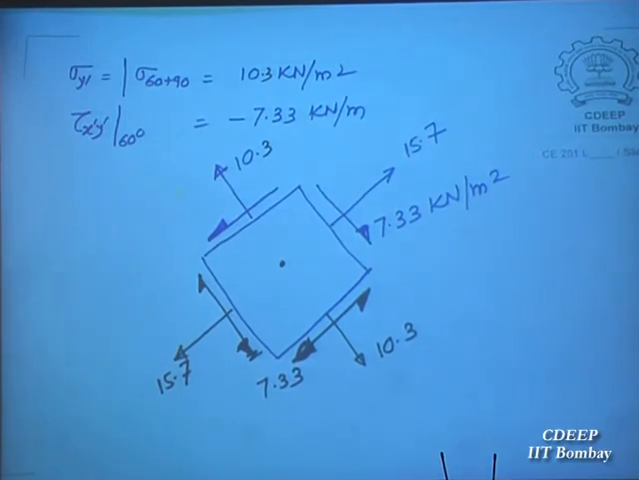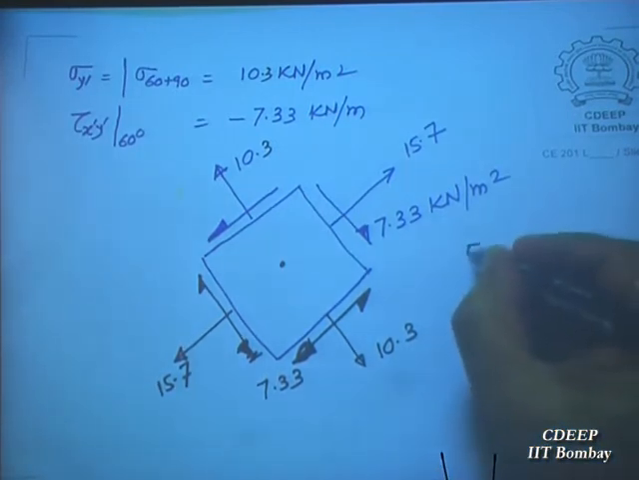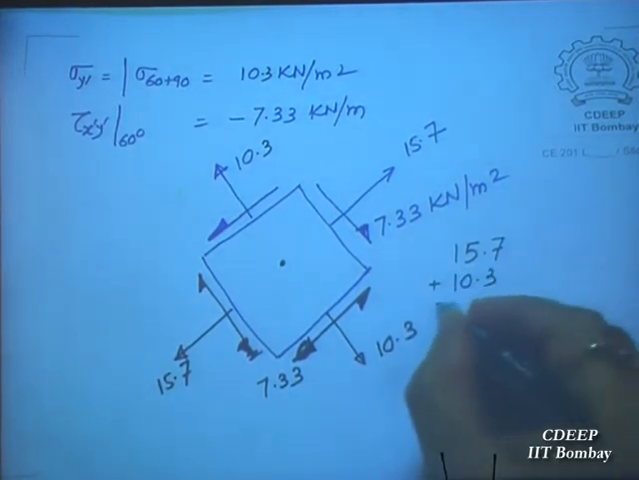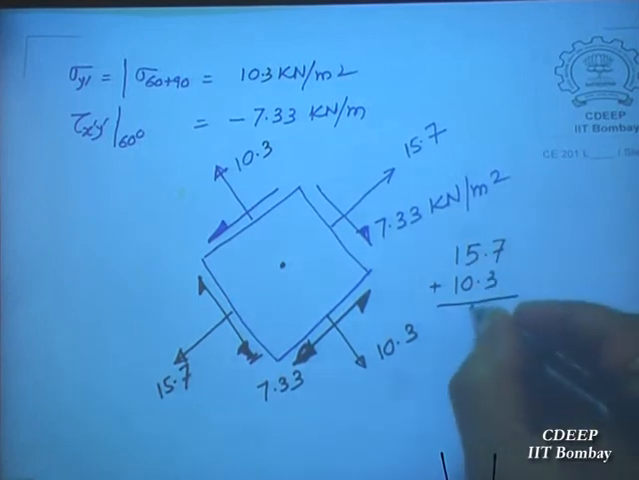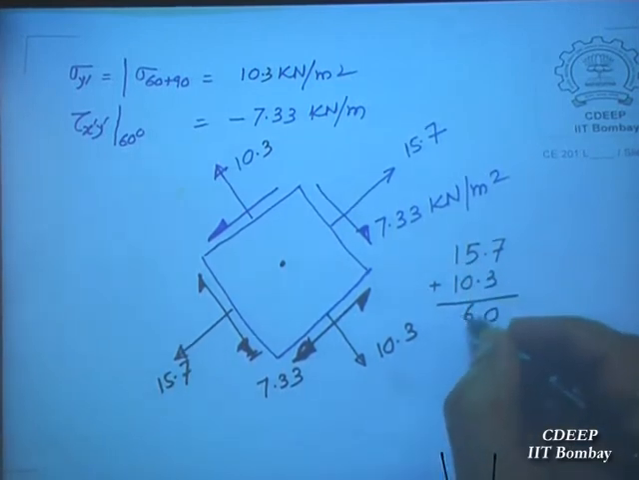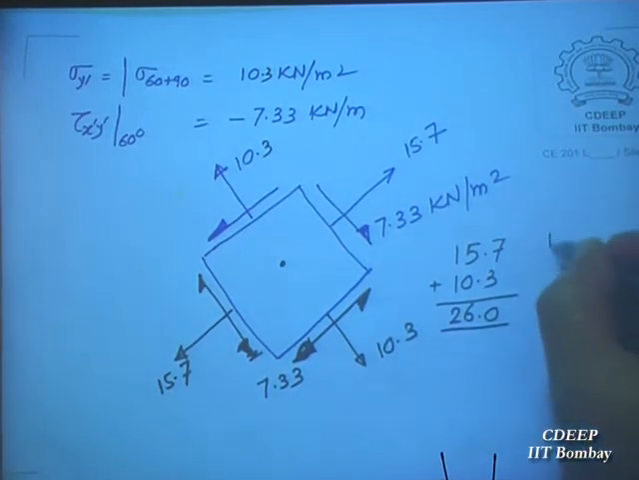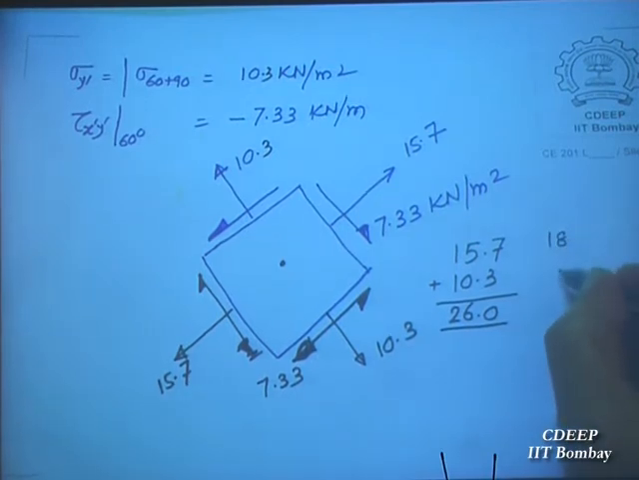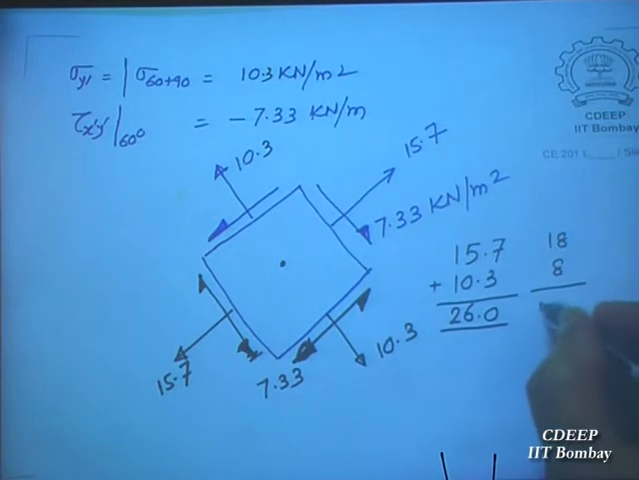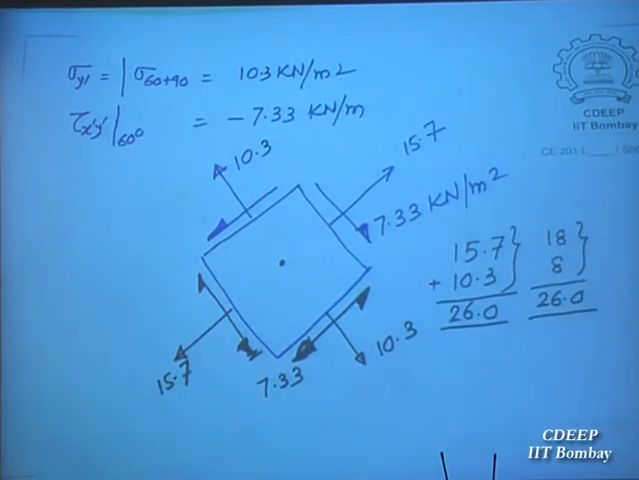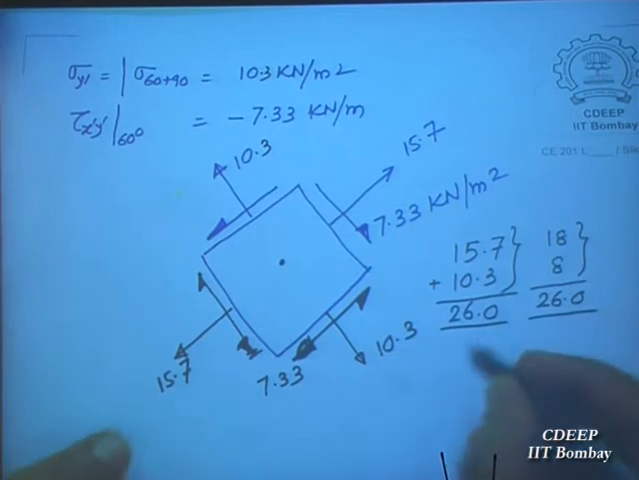So this is the final answer. And now you can see that 15.7 plus 10.3 is equal to 26. And what was the original? Original was 18 normal plus 8. That is also 26. So sum of these normal stresses, you have to check it. This is checked now.